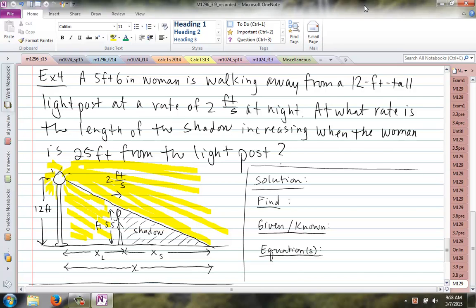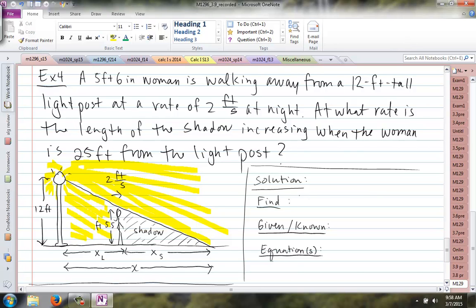So this one we're given a schematic here, and note that the yellow is showing where the light is. And so the woman's walking away from the light post and the light is shining and hitting against her back, and then when it hits the top of her head, it comes down at that angle from the light source down to the ground, and that creates a shadow. That shadow length is on the ground denoted x sub s.